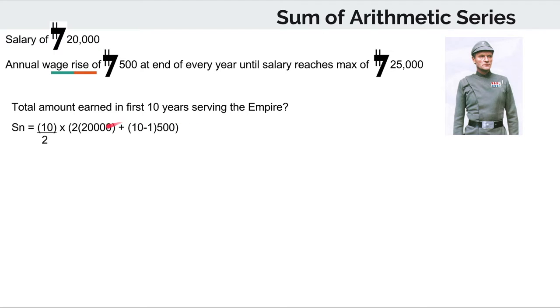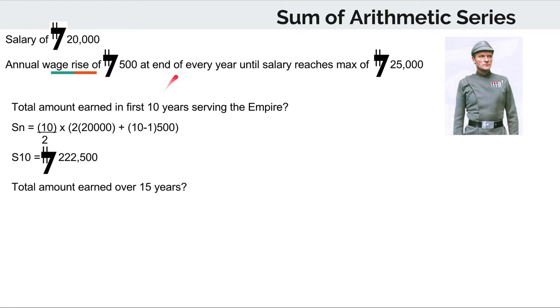So, we use the formula S of n is equal to n over 2, 2a plus n minus 1d. In this case, we're finding the sum up to 10 terms because it's 10 years. So you substitute in the values of a is 20,000, and d is 500. You get S of 10 is 222,500. So the total amount he earns in the period of 10 years is 222,500 credits.